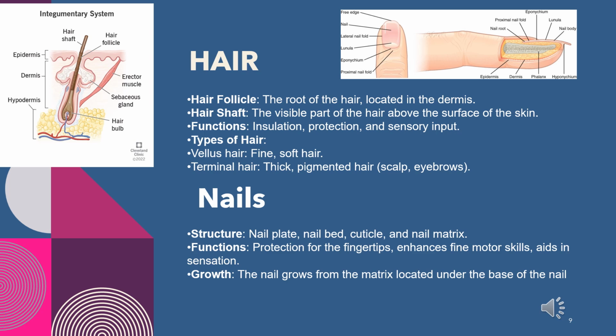So what is the function of the hair? It insulates, protects and helps in sensory regulation. There are two types of hair, that is vellus hair and terminal hair. Vellus hair is a soft and fine hair. Terminal hair is a thick pigmented hair, can be found in scalp and eyebrows. Coming to the function of the nails, it protects the fingertips, enhances the motor skills and aids in sensation. The structure of the nail includes nail plate, nail bed, cuticle and nail matrix.